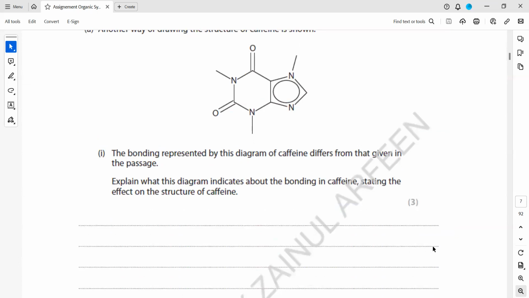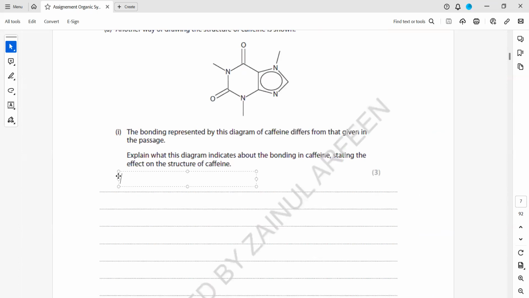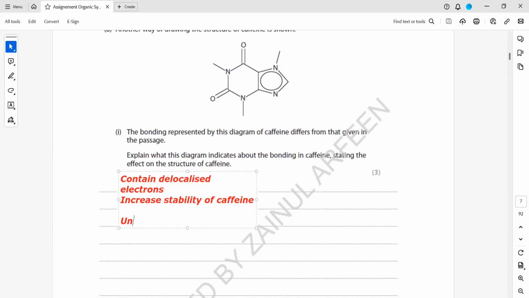So these are the three points you will mention as the difference. The first difference is that the structure represented in caffeine contains delocalized electrons, which increase the stability. As a result, it will undergo substitution rather than addition. You can also refer to nitrogen being involved: there is one sigma bond between this carbon and nitrogen, and another one is a pi bond between them.